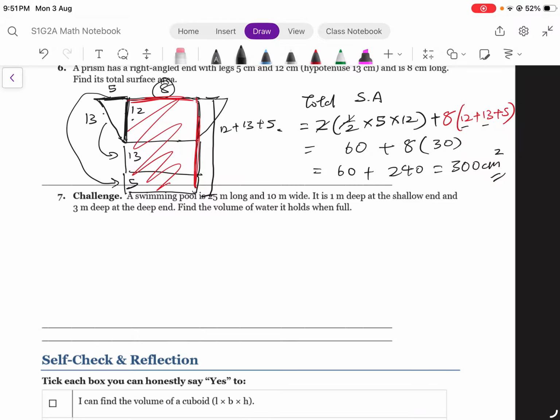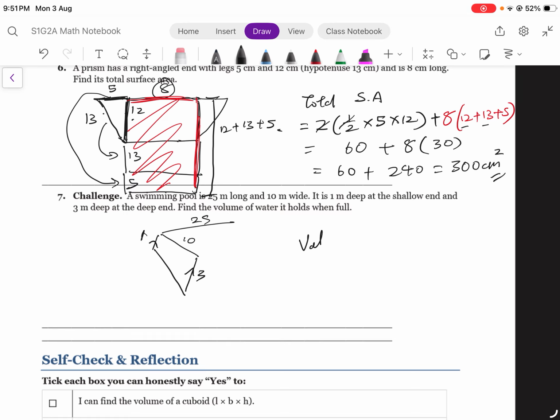Okay, last one. A swimming pool is 25 meters long, 10 meters wide. It's 1 meter deep. Okay, so it's 25 meters long, 10 meters wide. At the deep end is 1 meter, and the other side will be 3 meters. Find the volume in whole. So we know it's a trapezium, right? So these two are the parallel lines.